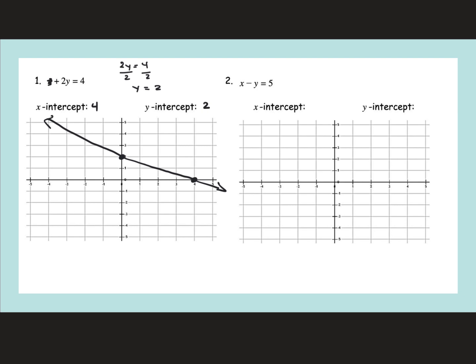All right, so for number 2, we're going to do the exact same thing. So to solve for my x-intercept, I'm going to cover up my y, and that gives me 5. To solve for my y-intercept, I'm going to cover up x. So I have negative y is equal to 5. Divide both sides by negative 1. Y is equal to negative 5. So my x-intercept is 5. My y-intercept is negative 5. And I just simply plot my points.